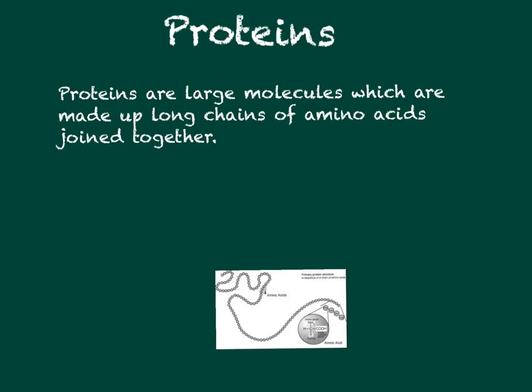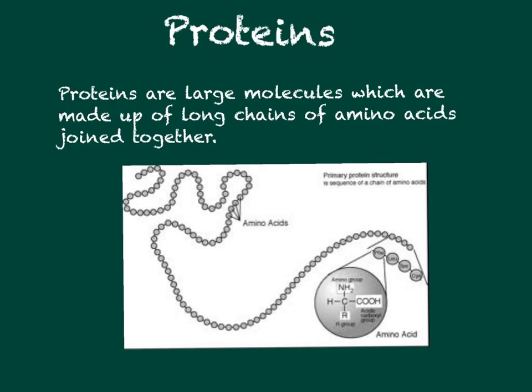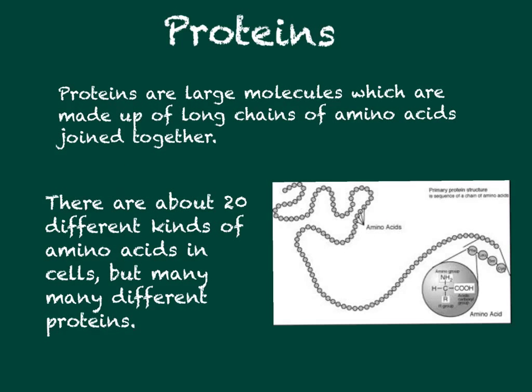So proteins are large molecules which are made up of long chains of amino acids joined together. These amino acids are smaller molecules, and as this picture shows, the amino acids here are shown as circles. These amino acids join up together to form the whole protein chain. And there are about 20 different kinds of amino acids in cells, and these join up in many different ways to make hundreds and thousands of different proteins that are found in cells.